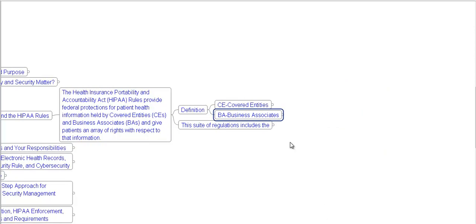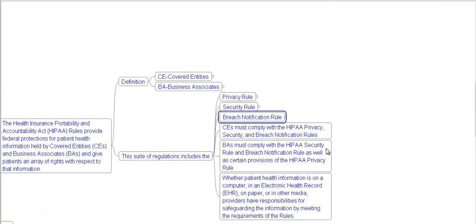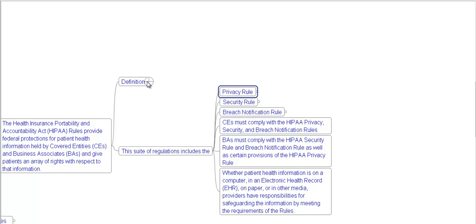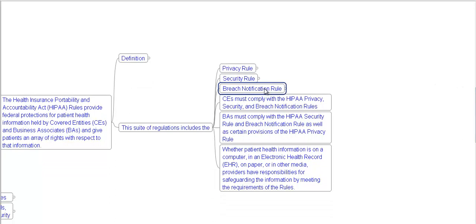This suite of regulations includes the privacy rule, security rule, and breach notification rule. Covered entities must comply with the HIPAA privacy, security, and breach notification rules. Business associates must comply with the HIPAA security rule and breach notification rule as well as certain provisions of the HIPAA privacy rule.